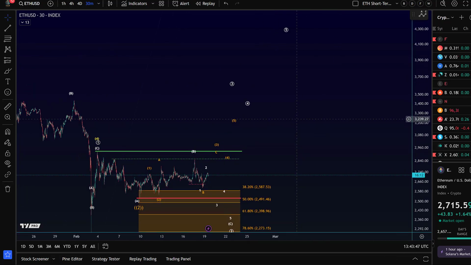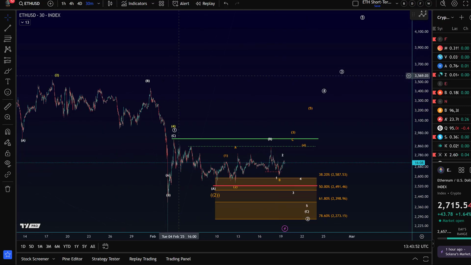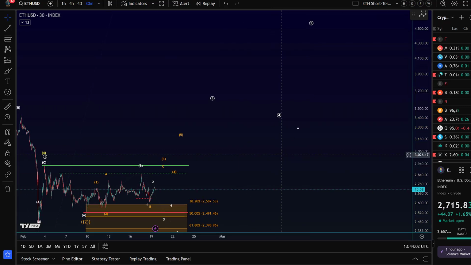And then afterwards, we could get a 3rd wave rally to the upside, which might take us close to roundabout $3,500, these previous swing highs from January, and then another higher low in a wave 4 and a higher high in a wave 5, and then we'll take it from there.